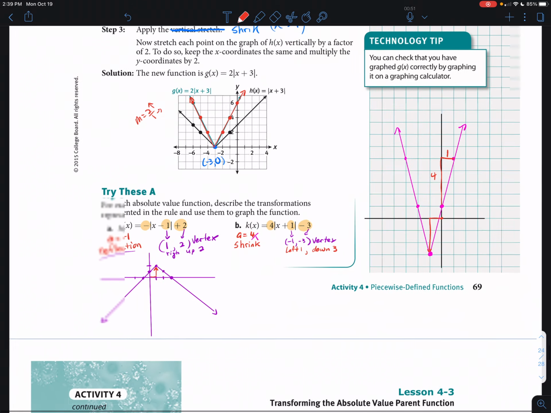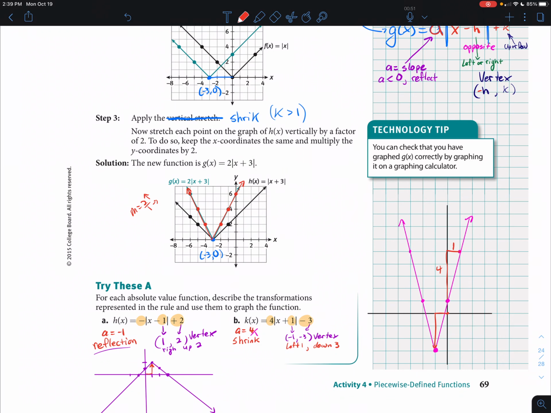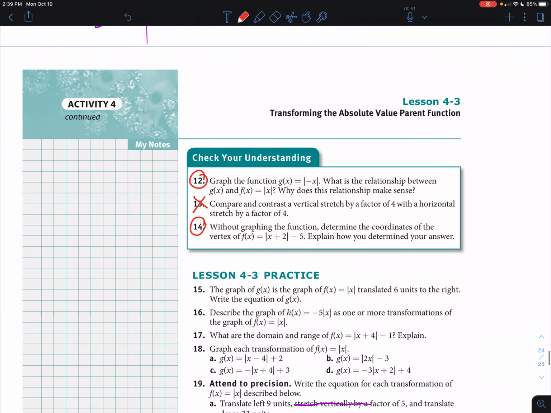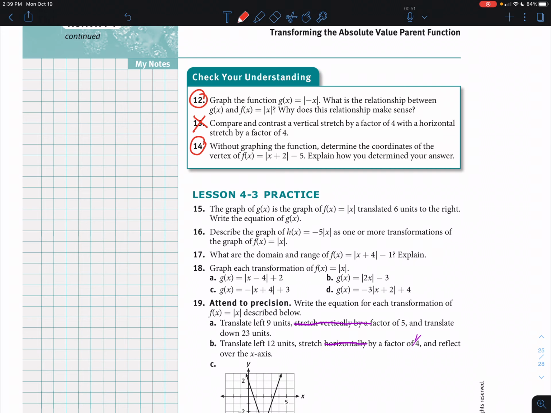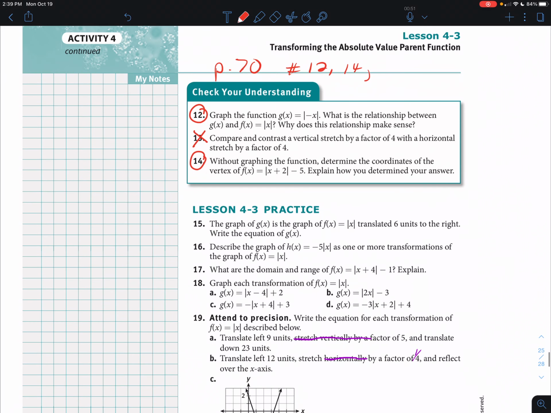All right. And so those are some examples for you. Okay, we're doing these without a calculator. If you want to check yourself, that makes sense, but try to do it without the graphing calculator. And your assignment is going to be page 70, numbers 12, 14, and then you're going to do 15 through 19, so 14 through 19.